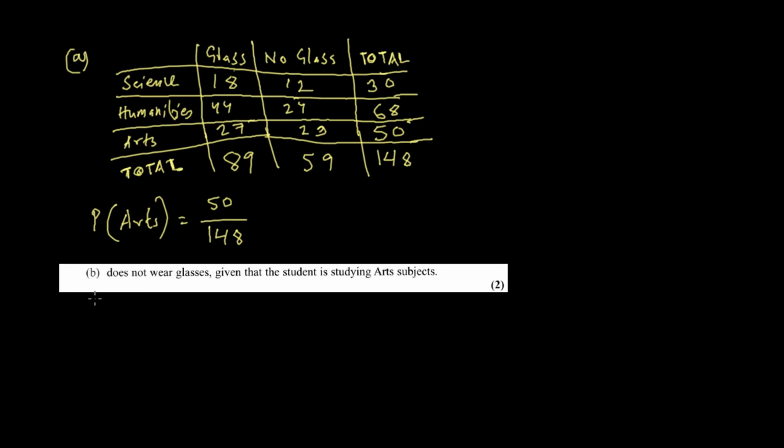So the next question is, does not wear glasses given that the student is studying arts. So now first of all, whatever information is given, that is the total. So the total of art students is 50 students who take arts. Now out of these 50 students, they're saying do not wear glasses. So there are 23 students who do not wear glasses. So this should be 23 by 50. Very straightforward and very simple.